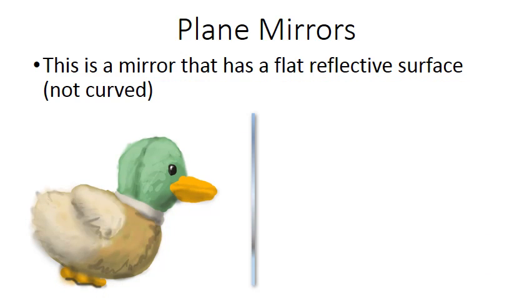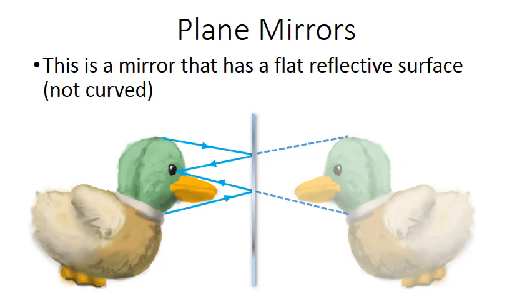Well, when the duck looks at the mirror, light rays are coming in, they're hitting the duck, they're bouncing off the duck, and then hitting the mirror. Let's say light rays from the top and the bottom of the duck's head bounce off the mirror and go into the duck's eyes. What that duck is seeing is, if we extend the light rays that are coming into the duck's eyes out behind the mirror, he's seeing a virtual duck behind the mirror.